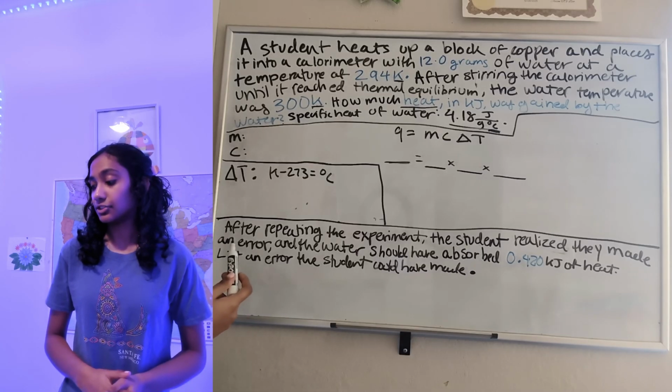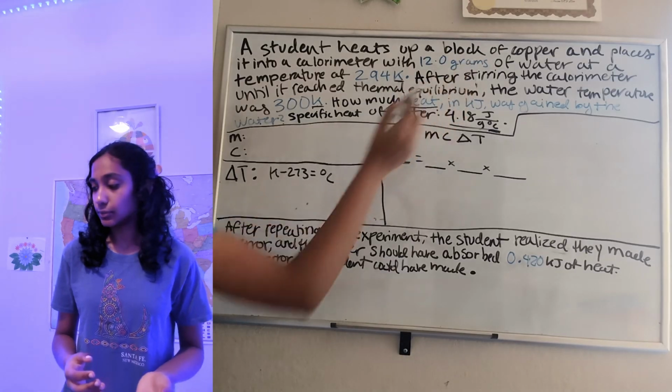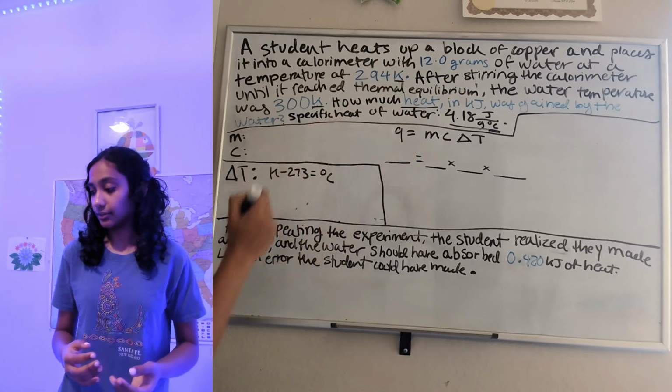This problem tells us that a student heats up a block of copper and places it into a calorimeter with 12 grams of water at a temperature of 294 Kelvin.